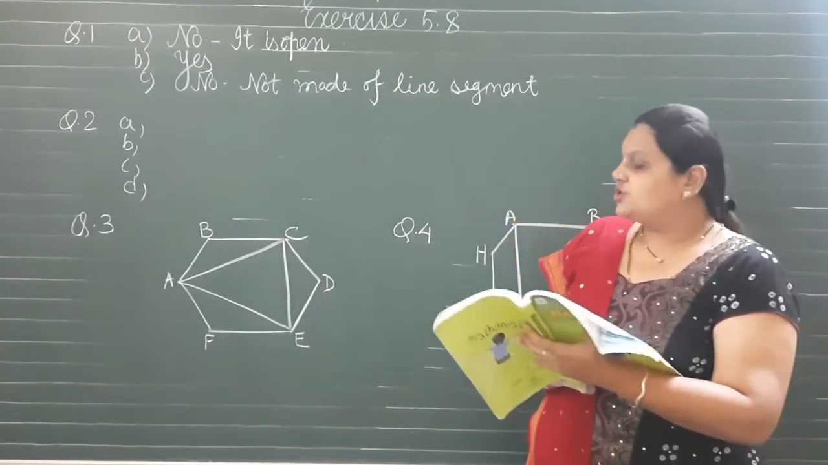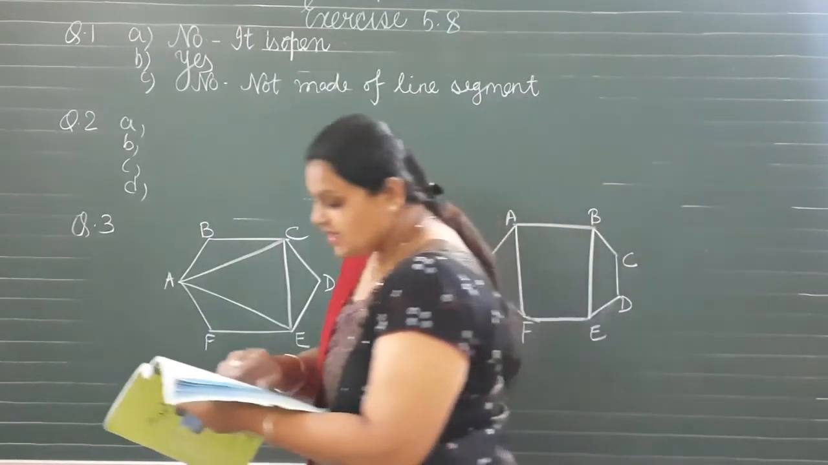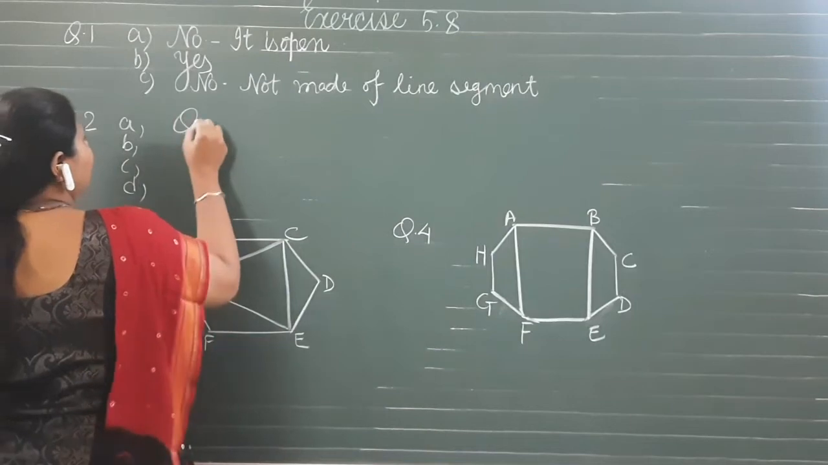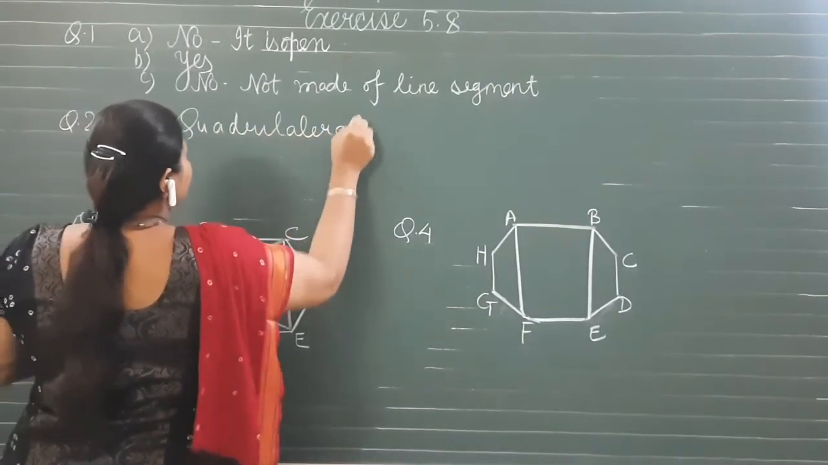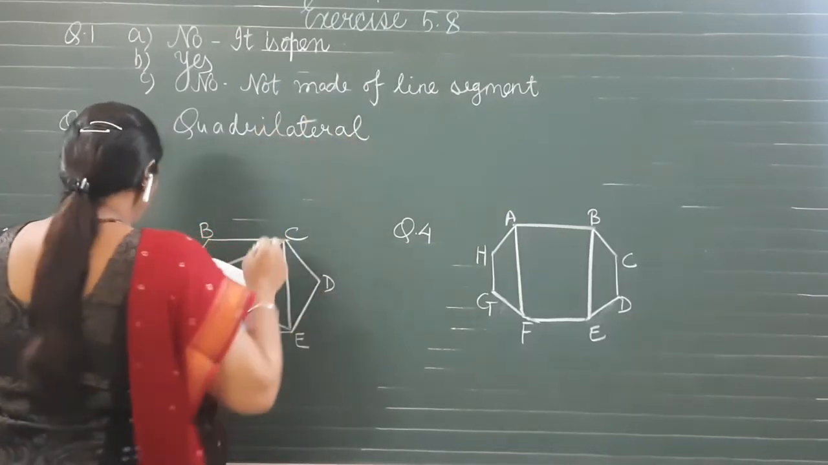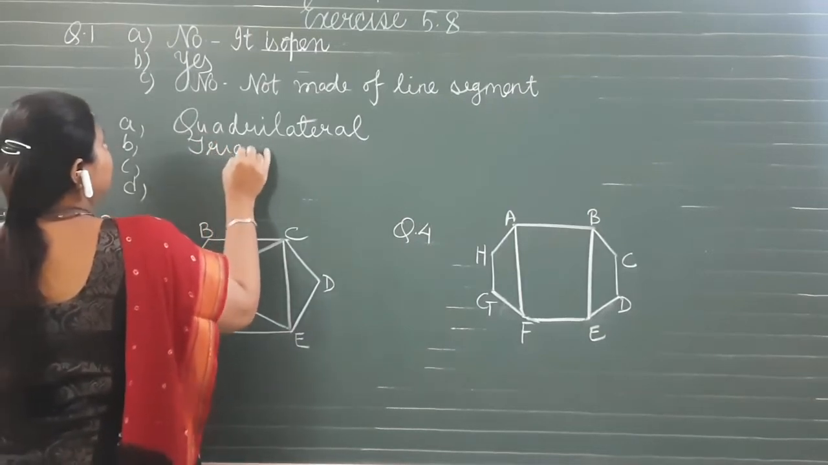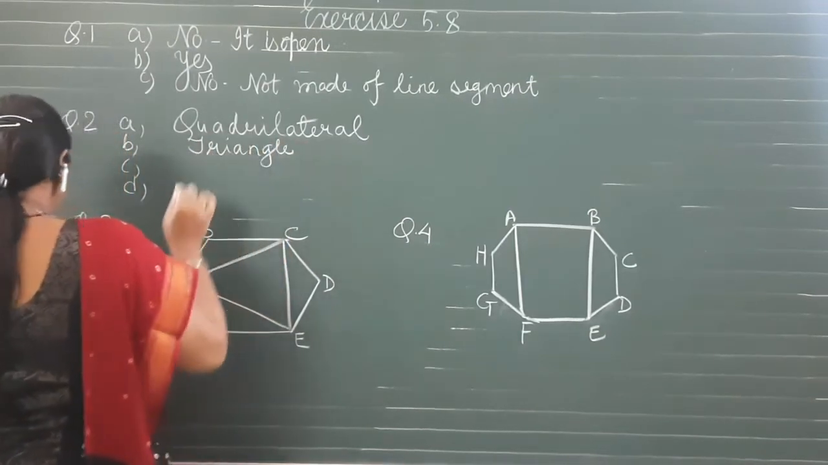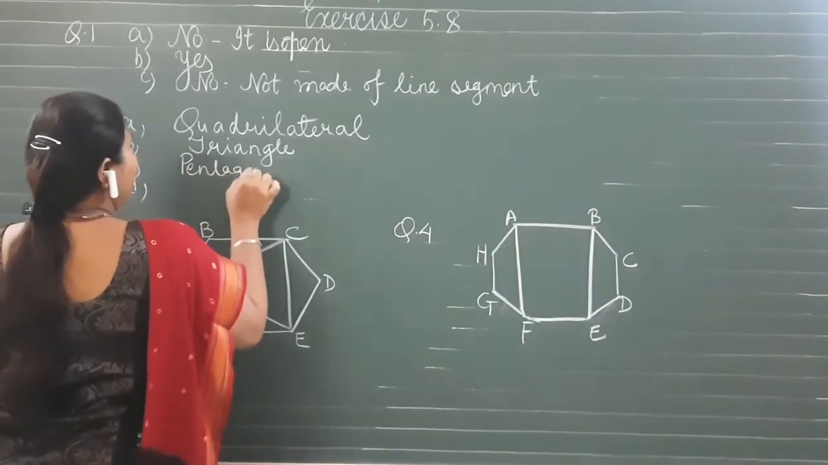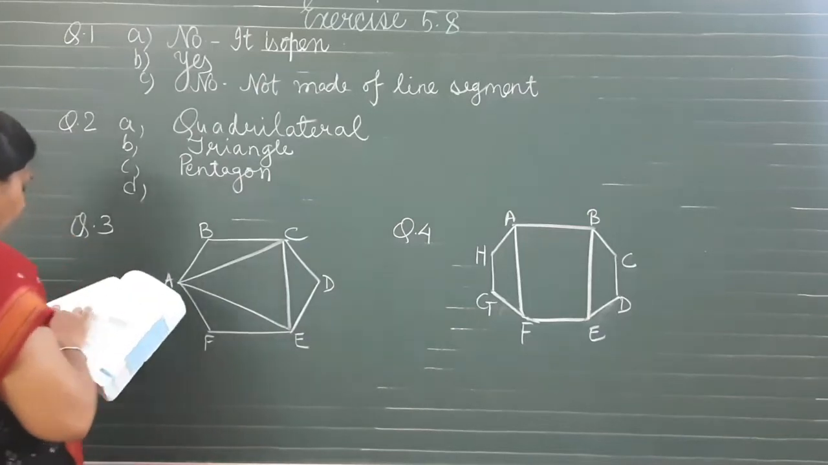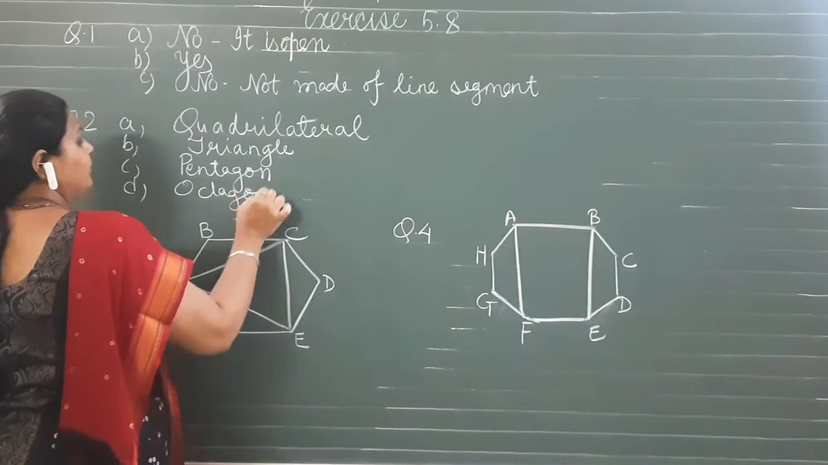Now question number 2. Name each of the polygons. First, given to you is four-sided, so it is a quadrilateral. Second, it is a triangle. Third, it is 5-sided, so it's a pentagon. And the fourth one is having 8 sides, which is an octagon.